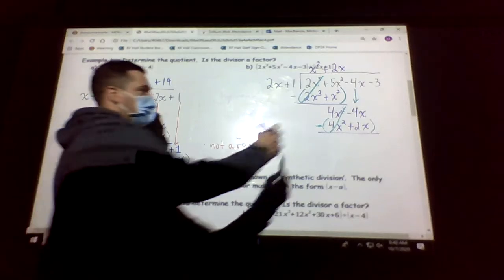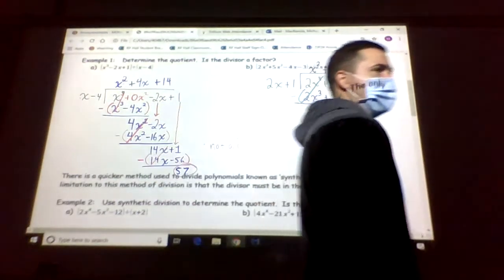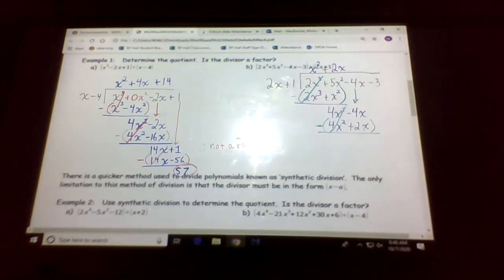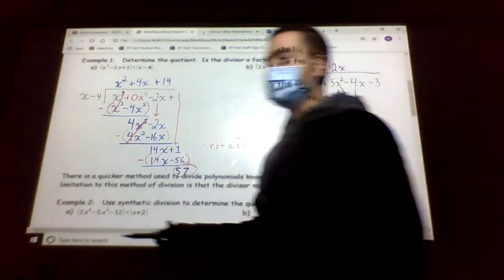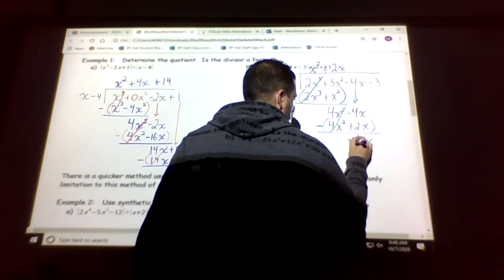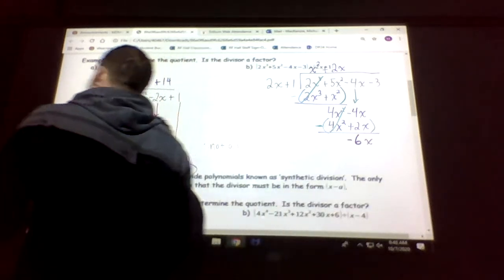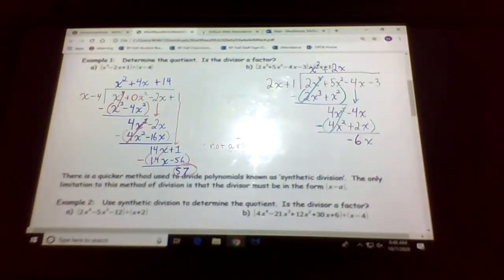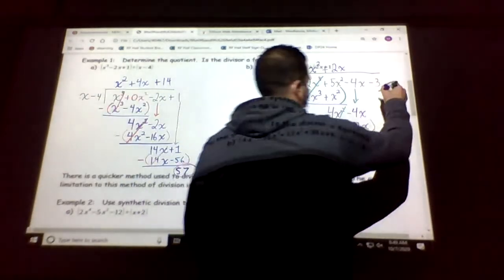4x squared minus 4x squared cancels out. So now we have a negative 4x minus 2x. Negative 4 subtracted by 2: 4 negatives and 2 negatives makes 6 negatives. So negative 6. Negative 4 minus 2 is negative 6. Bring down our last term.